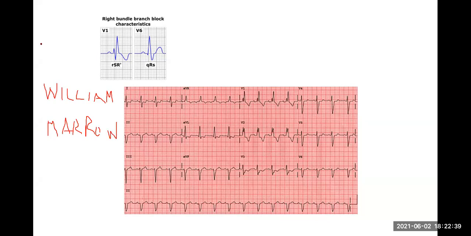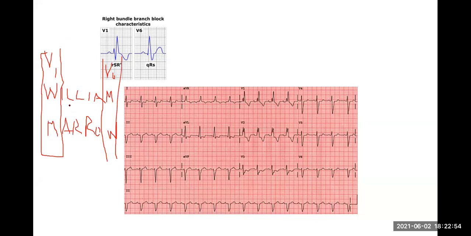Okay, so this is V1. Okay, and this is V6. In a left bundle branch block, either V1 or V6, note this: V1 W shape, V6 M shape. In a right bundle branch block, V1 M shaped, V6 W shape.